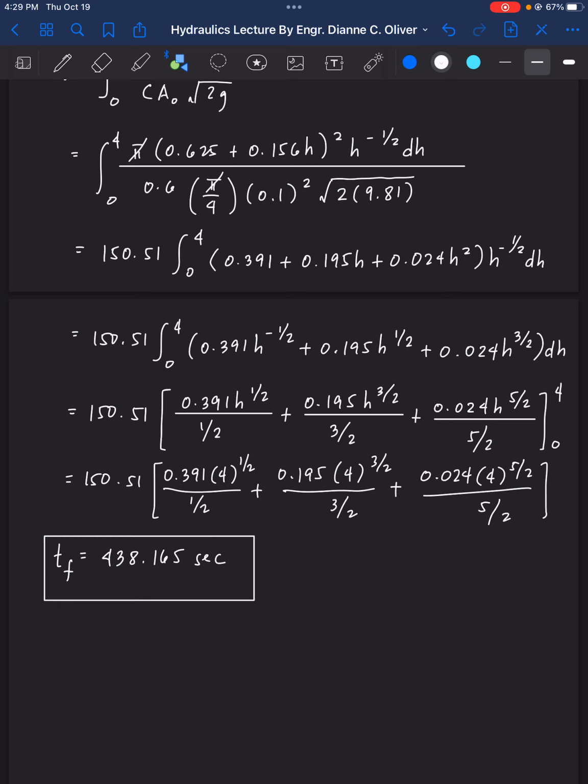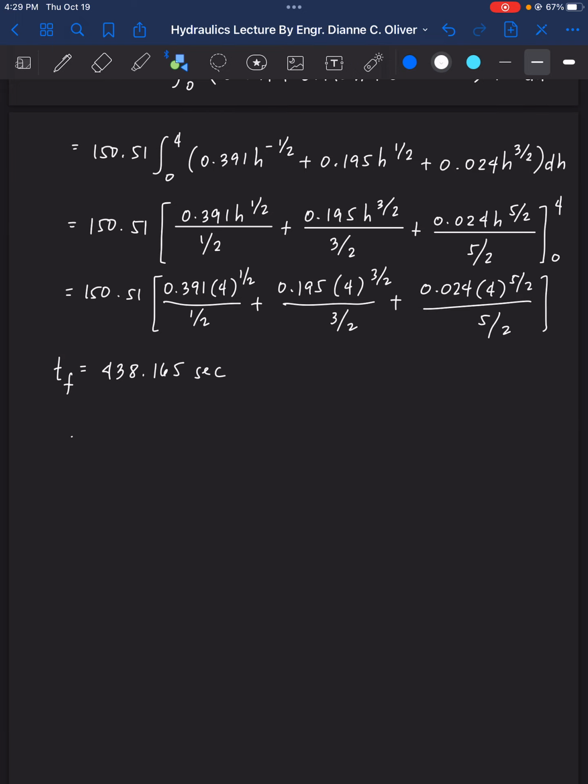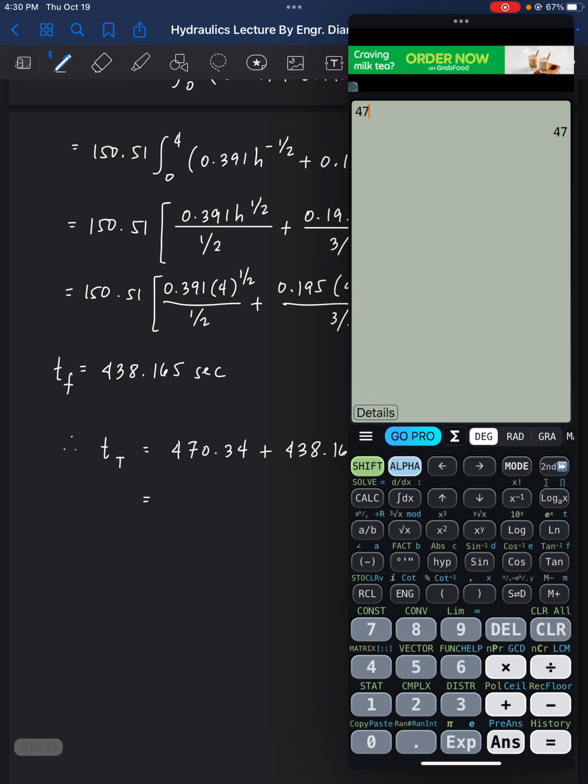Not yet. This is just TF. So therefore, our total time is equal to the cylinder, which is 470.34, plus 438.165, and that is equal to 908.505.